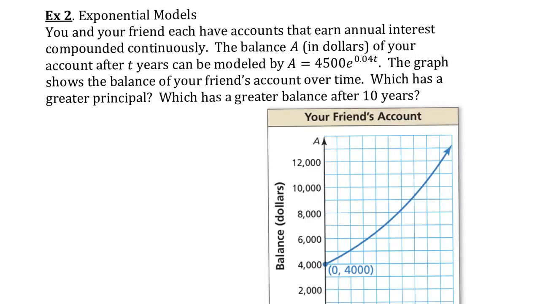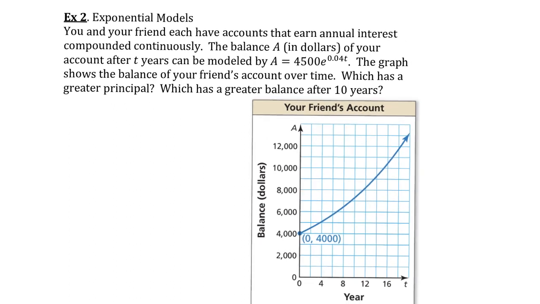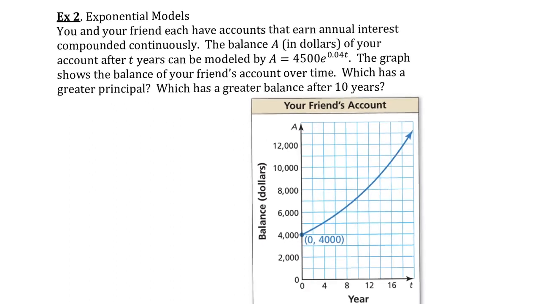Okay, and now we're going to look at this last exponential model. They're going to look weird, but we're going to be okay with them. It says you and your friend each have accounts that earn annual interest compounded continuously. And if you don't know what any of that means, it's okay. The balance A in dollars of your account after T years can be modeled by this equation. What do I care about? I care that the balance A is dollars, and that there's this T years. That's mostly what I care about.